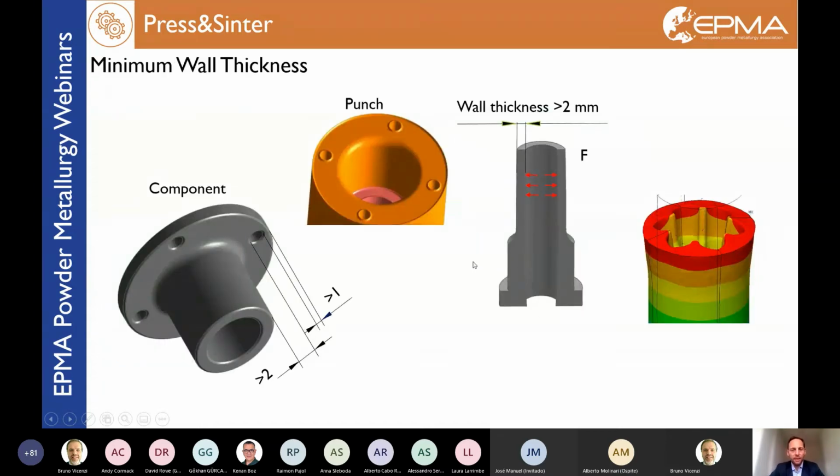Minimum wall thickness on pads. This is as well not unlimited thin. Consider towards the die a minimum of 1 millimeter of wall thickness, and to the inner punch of 2 millimeters. Why this? You can imagine with that pressure in the first slide, we have lots of forces on the tool. The tool is going to deflect, and if my punches are too thin, they are going to break.